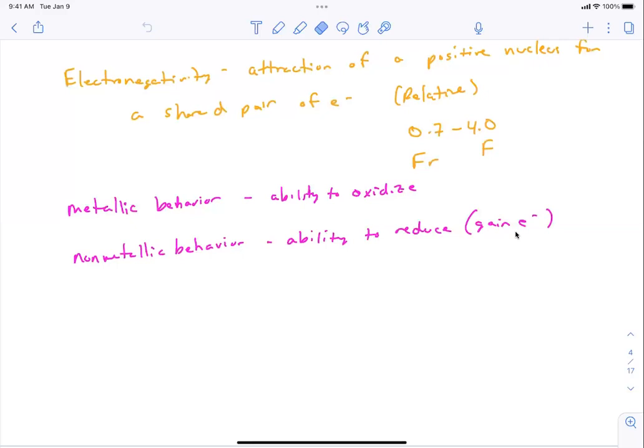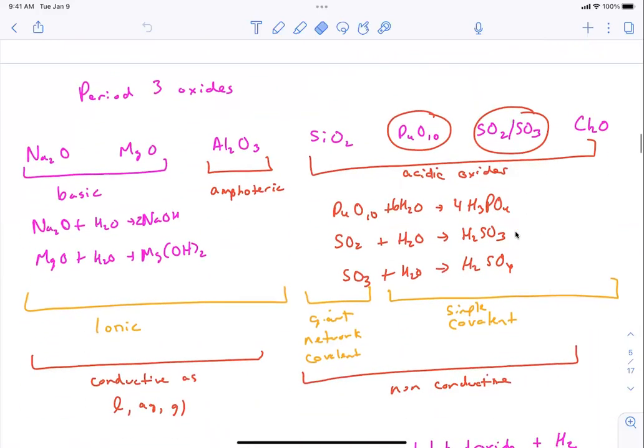That's atomic number, not electronegativity. Oh, okay. Yeah, that's atomic number. Is there anything else that relies on electronegativity? No. Okay. Period 3 oxides.